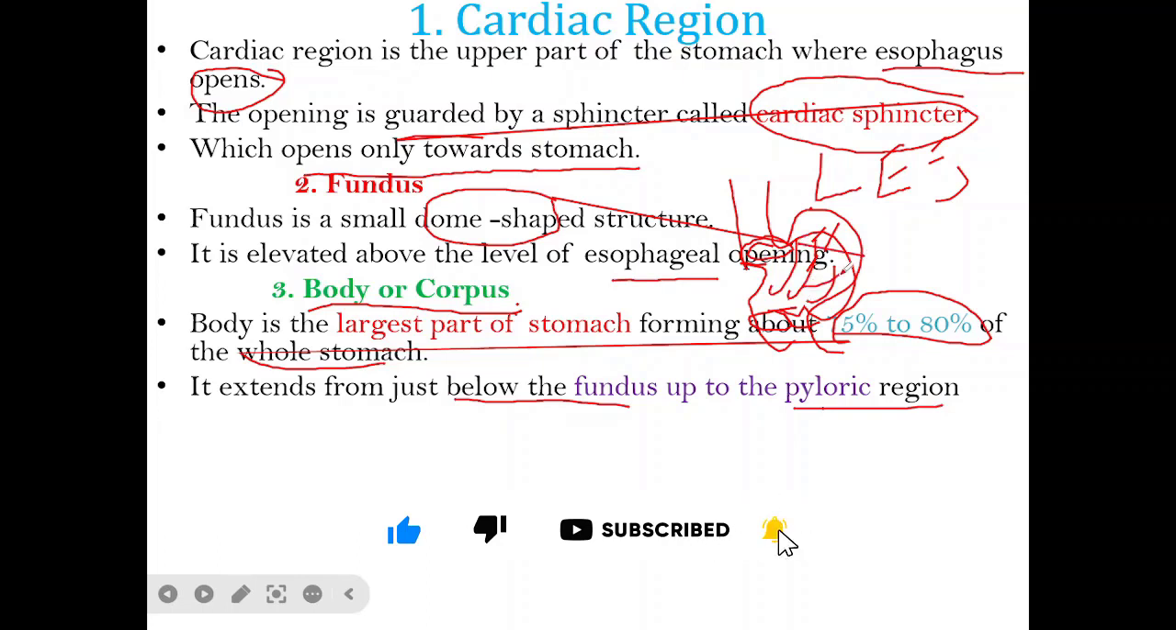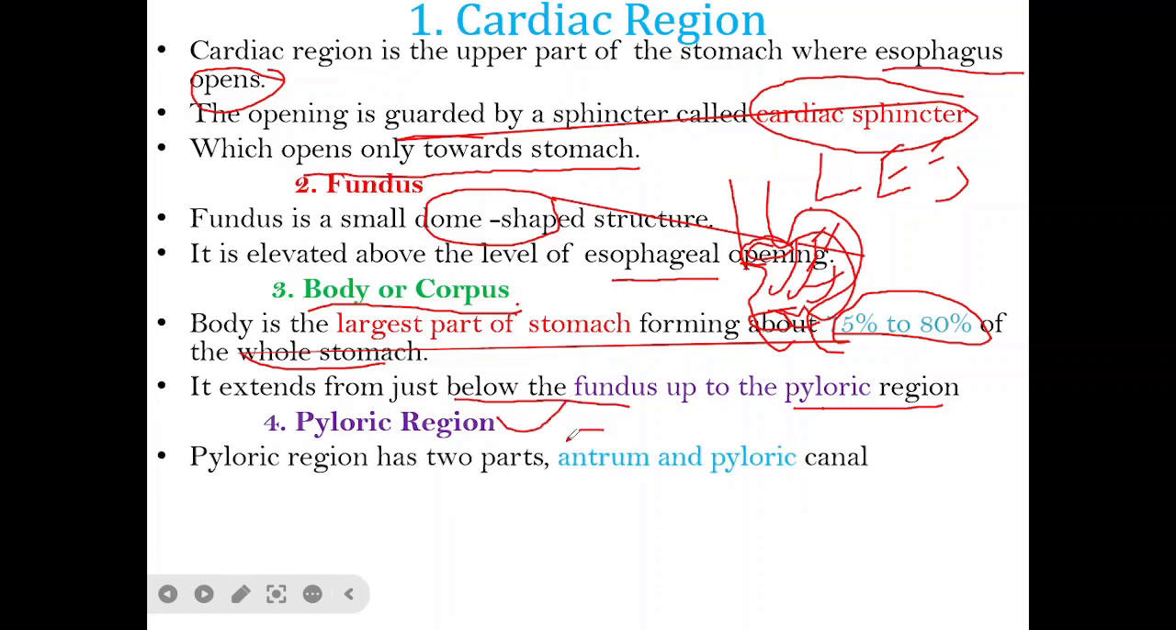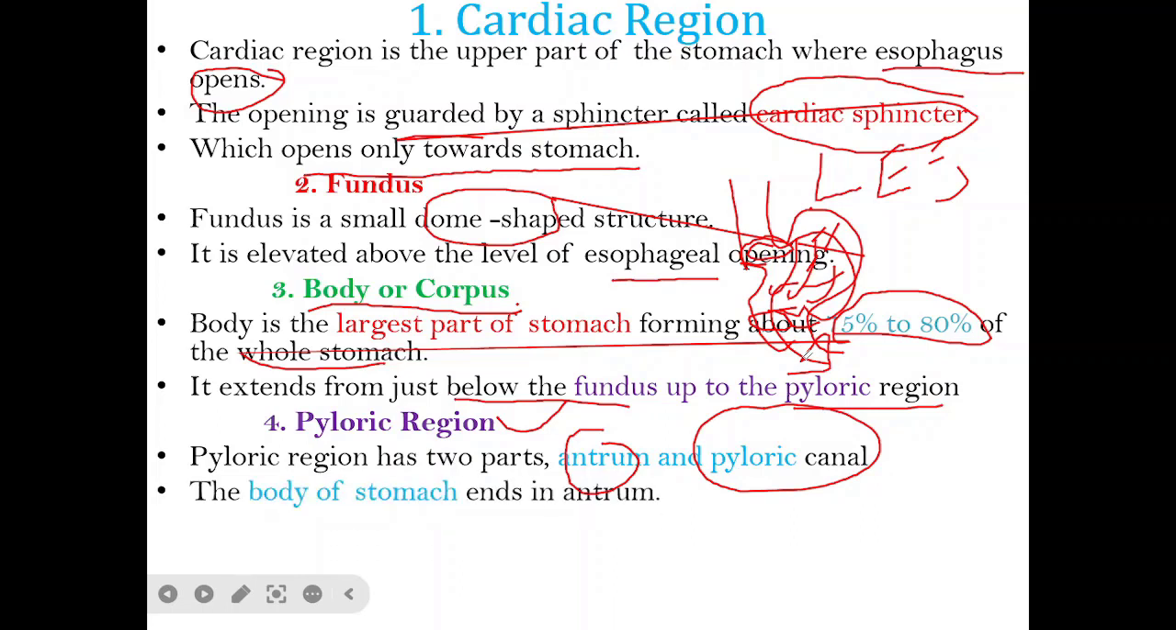And finally the pyloric region, the lower part of our stomach, ከታች ያለው pyloric region, and it has 2 parts. One is the antral part, and the other one is the pyloric canal. So the antrum, and then there is a pyloric canal, which is important to transport the semi-liquid food towards the small intestine ማለት ነው. So the body of the stomach, the antrum, and finally there is a pyloric canal. This pyloric canal is important to push the semi-liquid food from the stomach towards the small intestine.